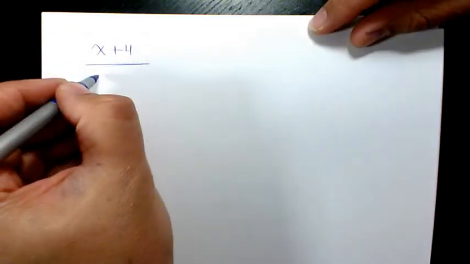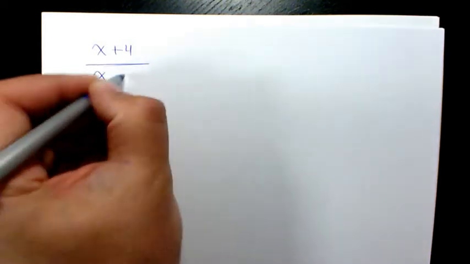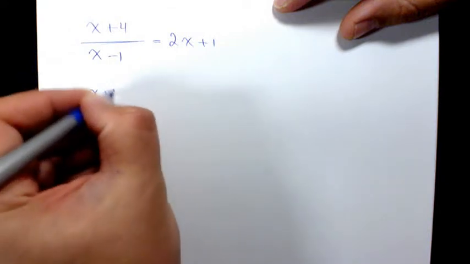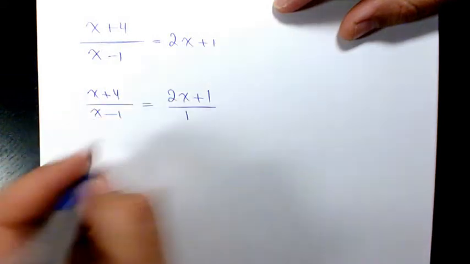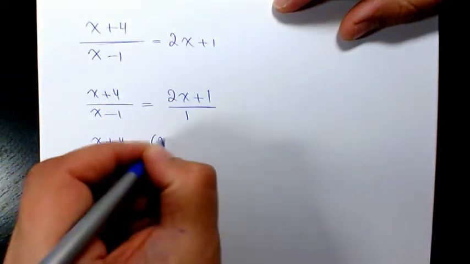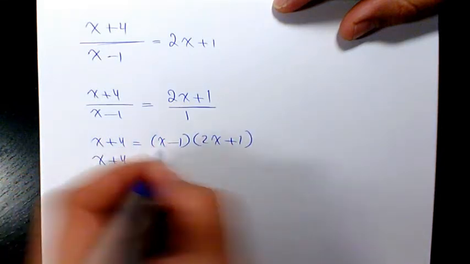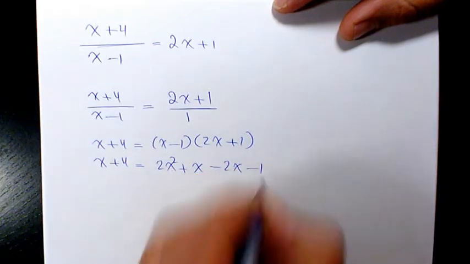Next example. x plus 4 over x minus 1 equals 2x plus 1. Again, cross multiply: x plus 4 over x minus 1 equals 2x plus 1 over 1. Cross multiply: x plus 4 equals x minus 1 times 2x plus 1. x times 2x, 2x squared, x times 1, x, negative 2x, negative 1.